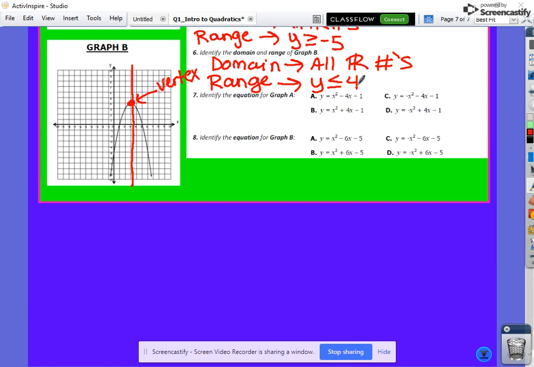For number 7, in order to identify the equation, we need to locate the axis of symmetry and look at the type of number that the a value is. Looking at the graph, the axis of symmetry is -2.